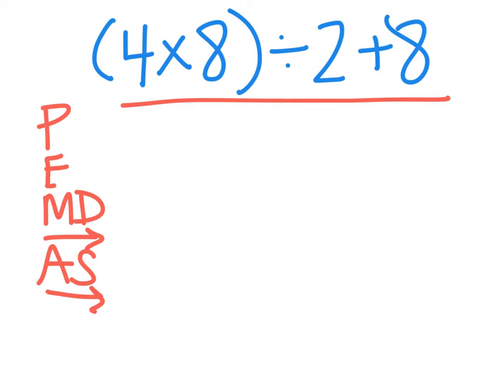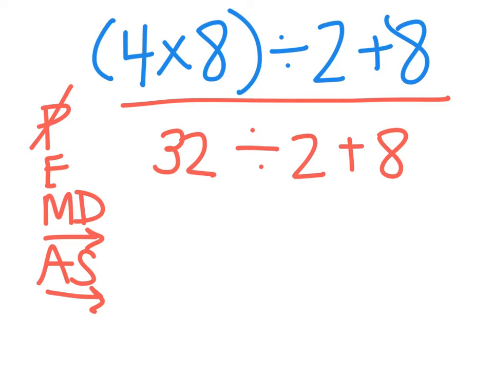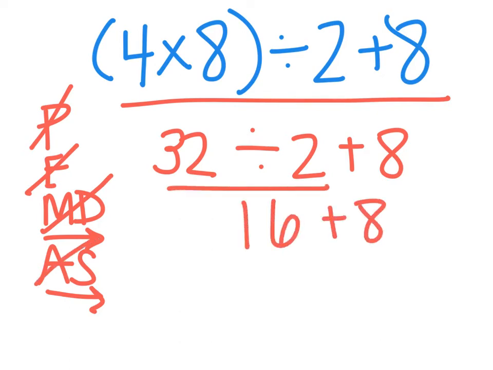So I'm going to start with anything in parentheses. And 4 times 8 is 32. I'm going to rewrite my problem. Next I would do exponents, but I don't have any. So now I'm going to do multiplication and division from left to right. I have 32 divided by 2, which is 16, and I still have plus 8. Now I'll add and subtract, but I only have addition. So I'm just adding 16 plus 8, which is 24.